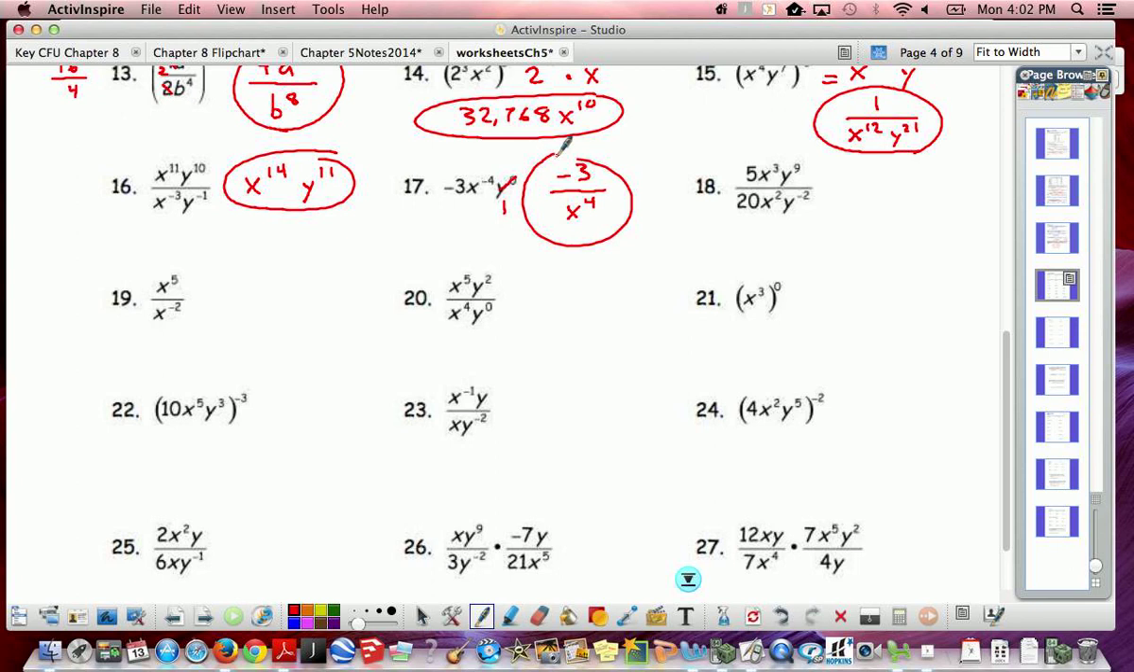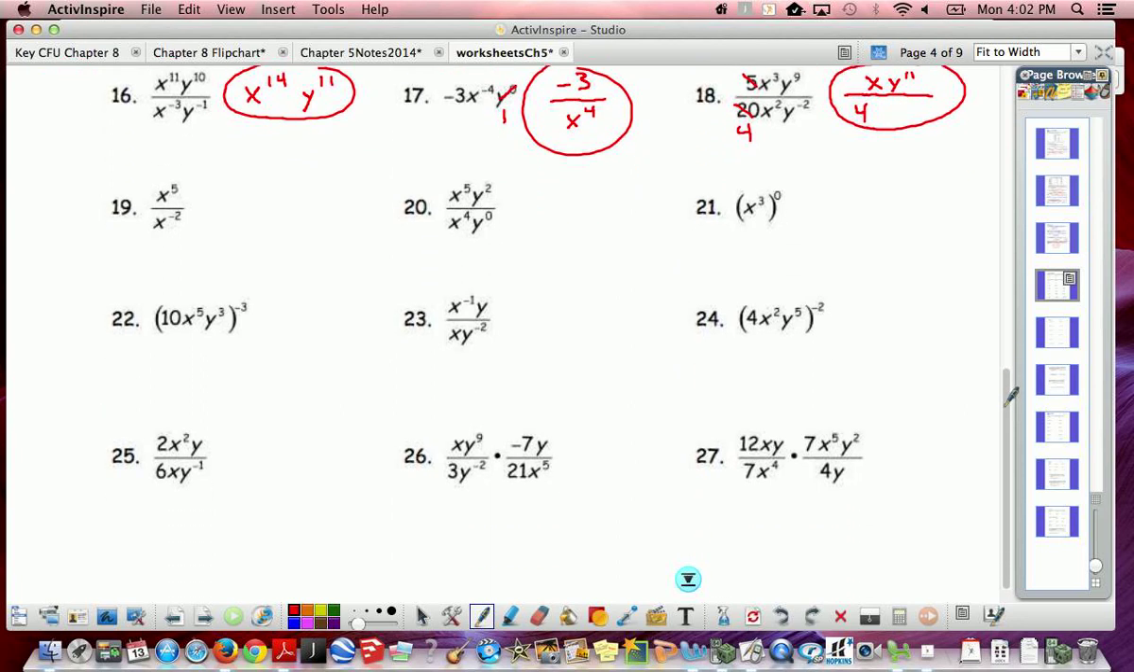Number 18, going to continue the process. 5 goes into 20 4 times. So I know I'm going to have a 4 in the bottom. 3 minus 2 is 1, so I just have x in the top, or x to the first. 9 minus a negative 2 makes y to the 11th. So I have x, y to the 11th, all divided by 4.